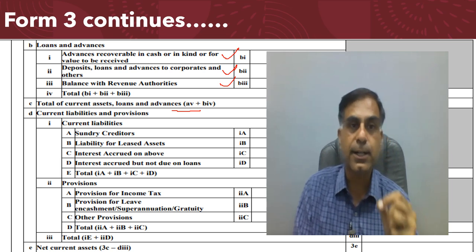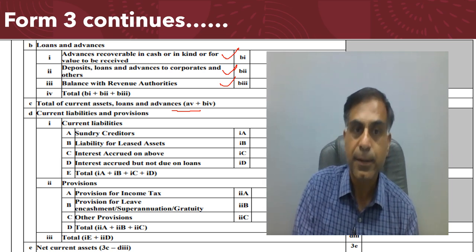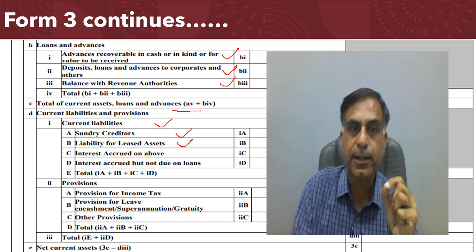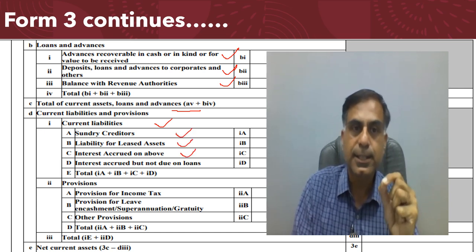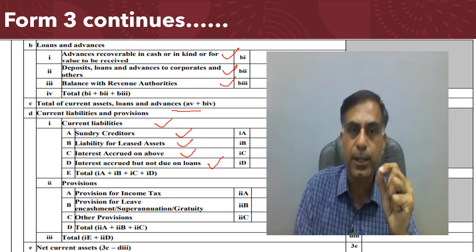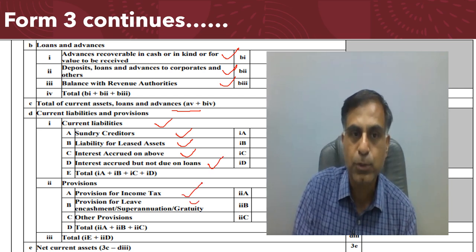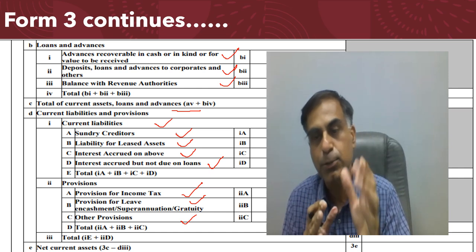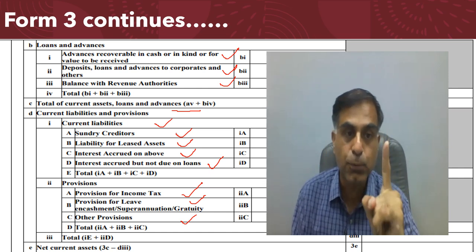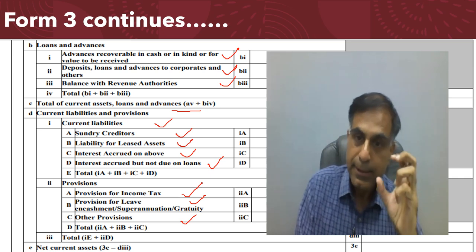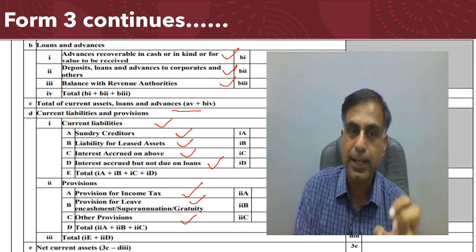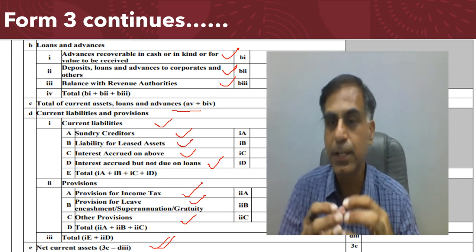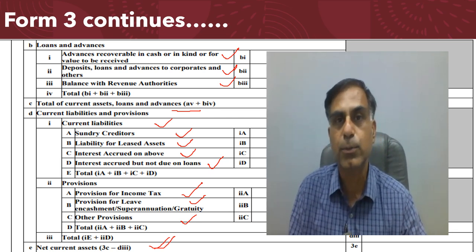Out of these total current assets, loans and advances, you will be reducing the liabilities. Liabilities may be in the form of sundry creditors, liability for leased assets, interest accrued on the above, and interest accrued but not due. Similarly, any provision for income tax, provision for leave encashment, etc. would be required to be disclosed here, and all these liabilities would pertain to the business only. So total current assets minus total current liabilities would be treated as net current assets, and I am continuously repeating that only business assets and liabilities are required to be reported here.